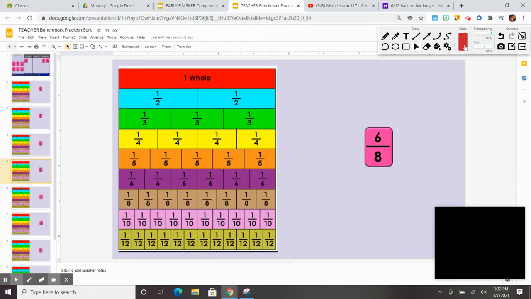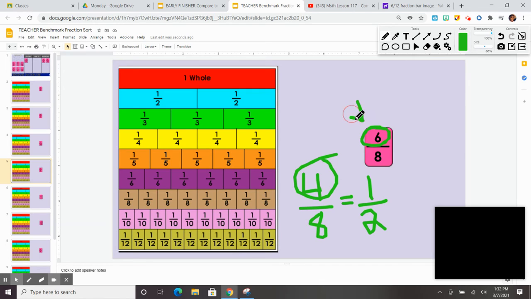All right. So I know that 4/8. I'm going to do a different color. I know that 4/8 is equivalent to 1/2. I have a 6 as my numerator now. 6 and 4. All right, which is greater, 6 or 4? 6 is greater. So I know that 6/8 is greater than 1/2.